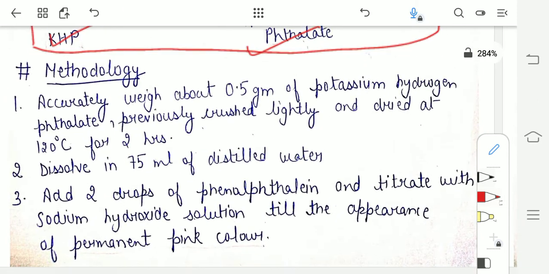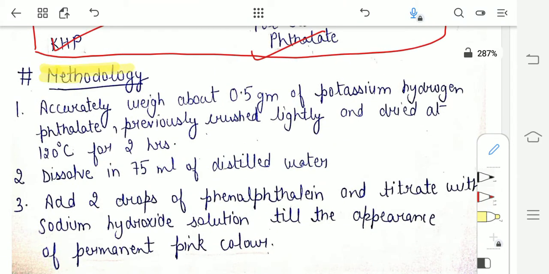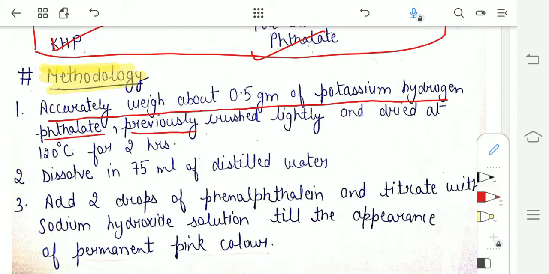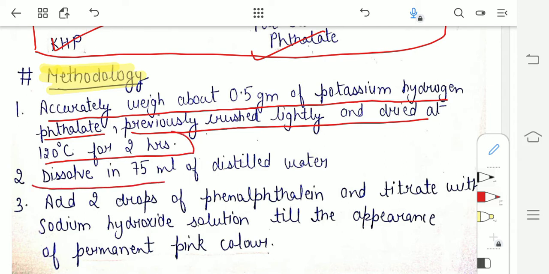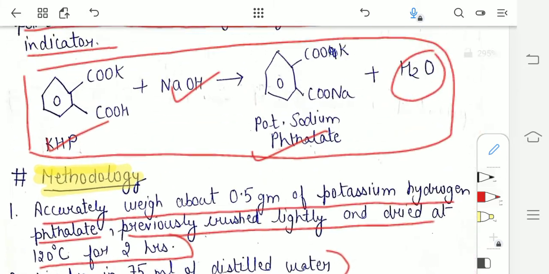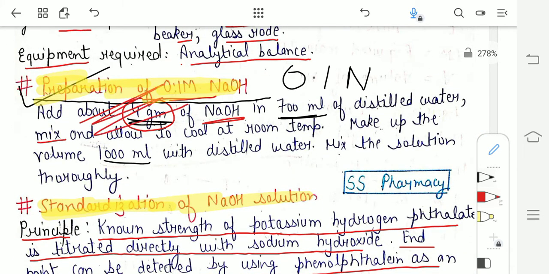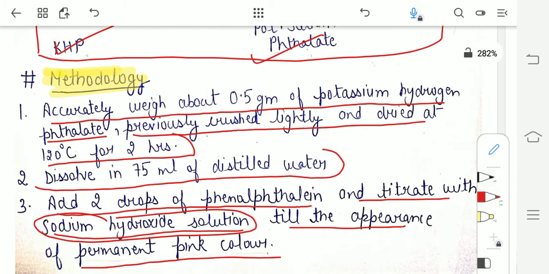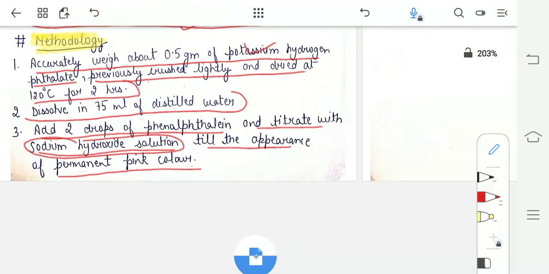So this is the general chemical reaction of this titration. Now let us read the methodology of how we will perform this titration. Firstly, we will accurately weigh about 0.5 gram of potassium hydrogen phthalate, previously crushed lightly and dried at 120 degrees Celsius for 2 hours, and then dissolve it in 75 ml of distilled water. Then we add 2 drops of phenolphthalein, which is an indicator, and titrate with the sodium hydroxide solution until the appearance of a permanent pink color. This sodium hydroxide is the one which we have prepared over here. This one will be titrated with potassium hydrogen phthalate.